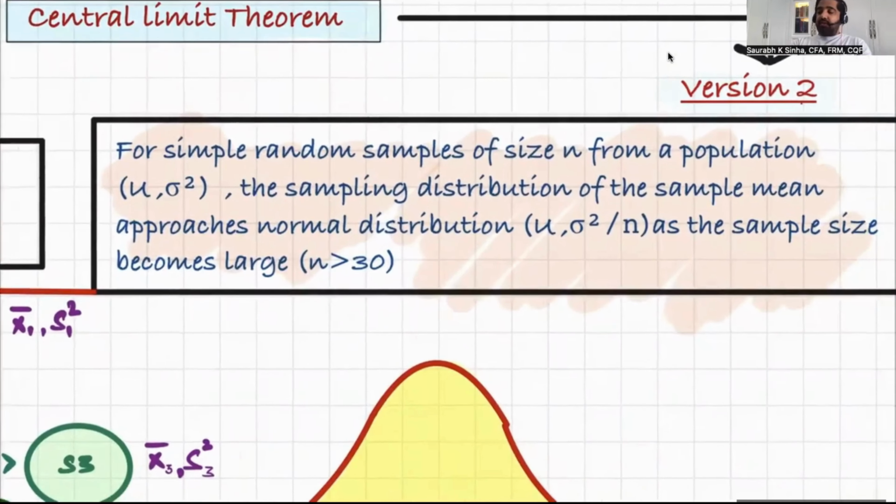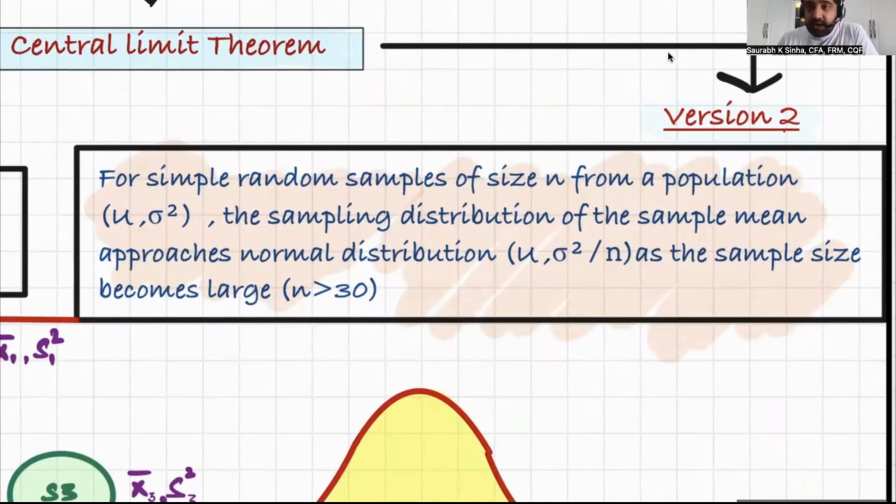The version that is written in your curriculum is this. I'm reading it for you, so listen very carefully. For a simple random sample of size n from a population which has a mean of mu and a variance of sigma square, the sampling distribution, not the population distribution, of the sample mean approaches normal distribution with a mean of mu and a variance of sigma square upon n as the sample size becomes large and greater than 30.